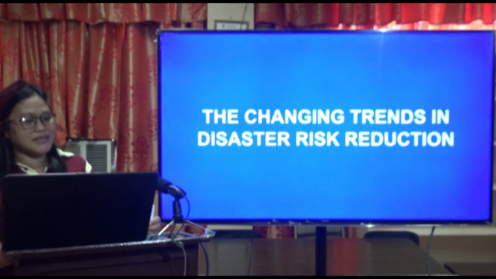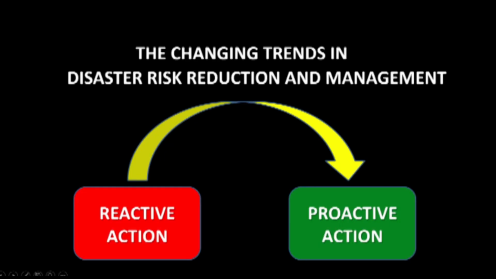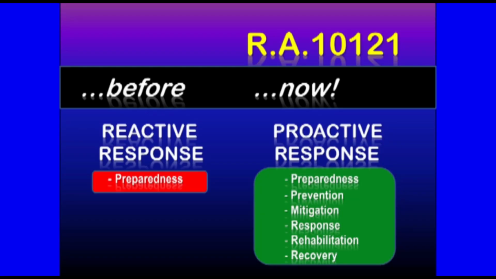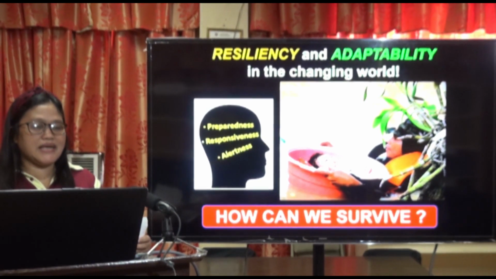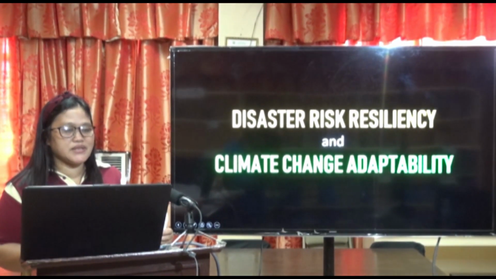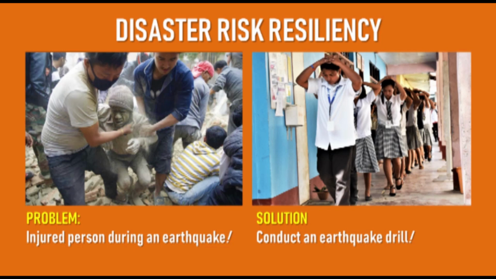So, the changing trends in disaster risk reduction. So, from reactive action to proactive action. Okay. So, before, if it is reactive response, only preparedness. Prepare lang. Pero ngayon, proactive response, we have preparedness, prevention, mitigation, response, rehabilitation, and then recovery. So here, the resiliency and adaptability in the changing world. How can we survive? Okay, paano tayo makasurvive? So, disaster risk, resiliency, and the climate change and adaptability.